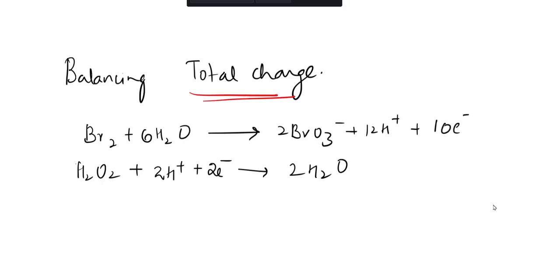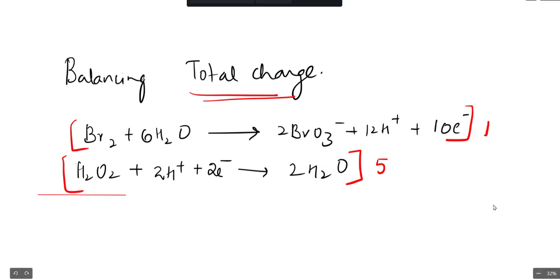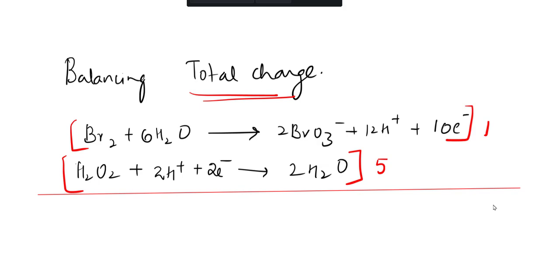Now how many electrons are here? 10. How many electrons are here? 2. So if I multiply this with 5, and if I multiply this with 1, that's fine, isn't it? Now the electrons get balanced. Now let us make it one line and then finish. So I have balanced the electrons now. Let us write the overall equation. You need to multiply this one with bromine, one with water, one with 2. Like this, everything you need to balance.